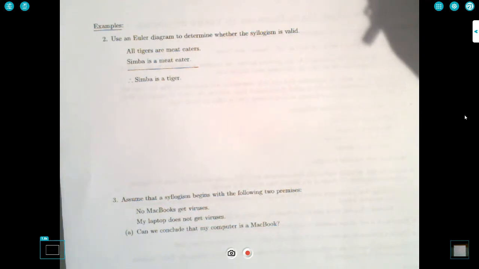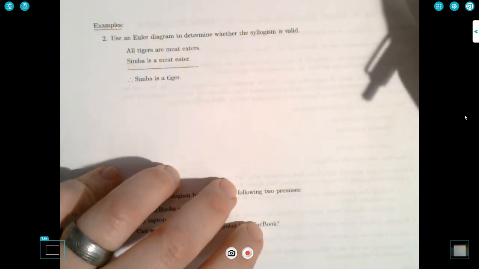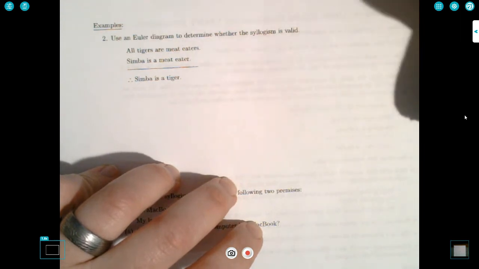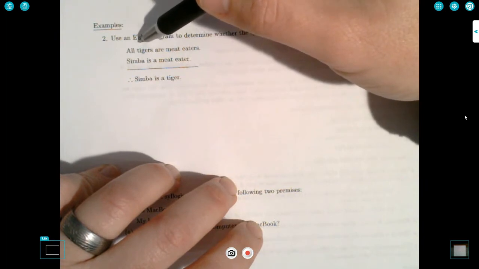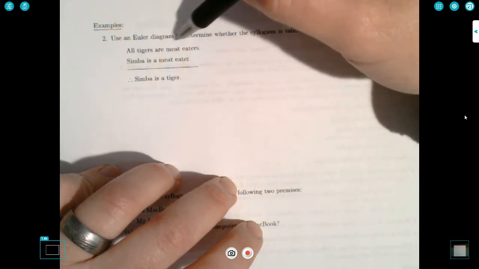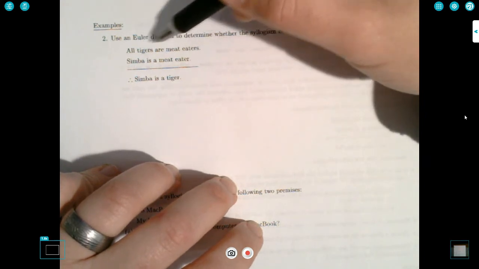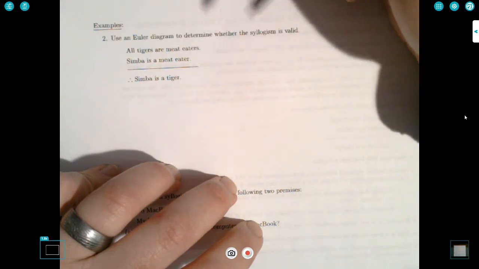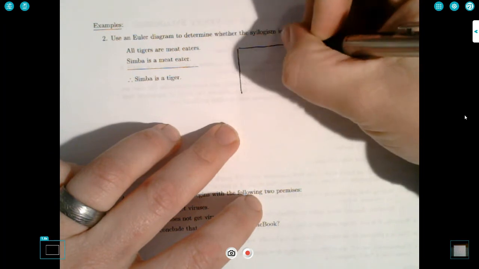Okay. So let's see if we can draw an Euler diagram to determine whether this syllogism is valid. It says all tigers are meat eaters. So again, we're going to draw two circles, two bubbles, one of them for tigers and one of them for meat eaters. Since it says that all tigers are meat eaters, that means that the tiger bubble should fit inside of the meat eater bubble.